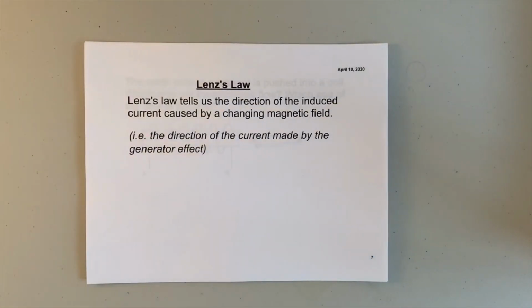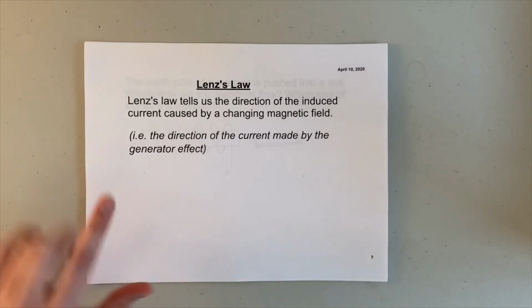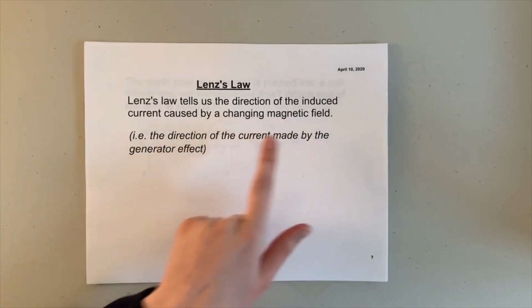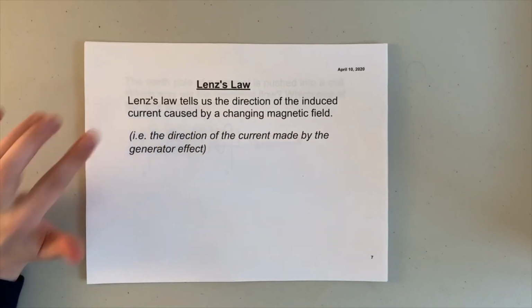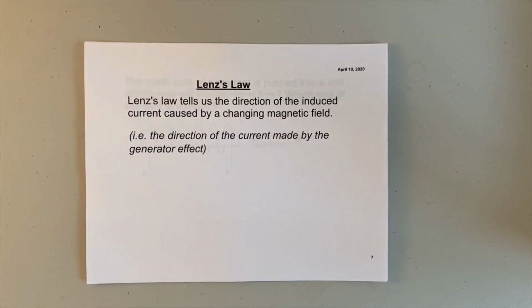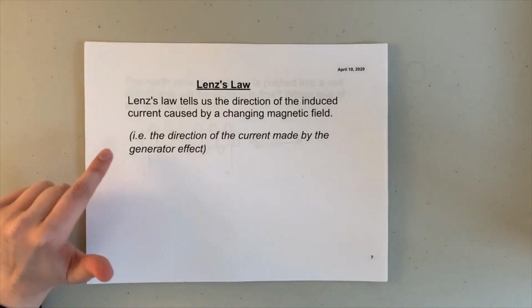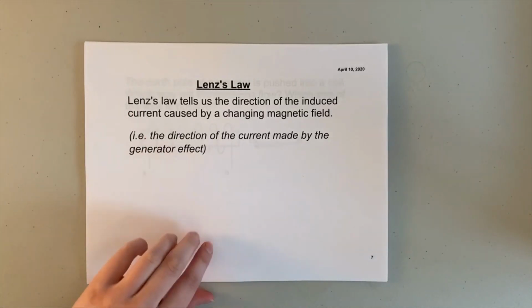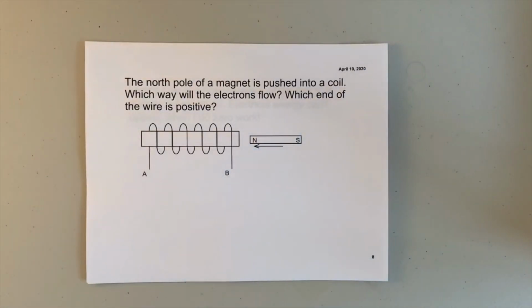So we also have this thing called Lenz's law. Lenz's law is for finding direction, specifically the direction of the induced current caused by a changing magnetic field. Or another way to think about that, Lenz's law is for finding the direction of the current made by the generator effect. So this example here, we will use this to illustrate what Lenz's law is.